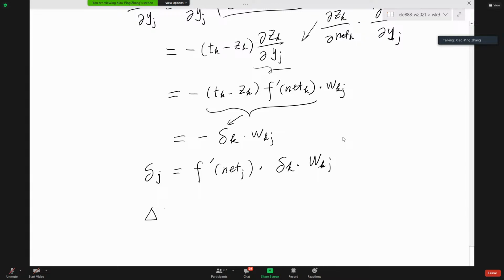Then we have this delta WJI. If we look at that, we write it down, then I will explain. Okay, equal to eta delta J times XI.